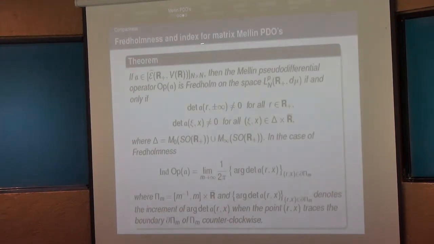Now about Fredholmness and the index of matrix Mellin pseudo-differential operators. Let me consider matrix symbols in such a class with E tilde. Then the Mellin pseudo-differential operator is Fredholm on such a space if and only if this symbol does not vanish on the boundary of such a rectangle. So this function, with respect to the dual variables, has limits at plus and minus infinity. This is with respect to the spatial variable, and the spatial variable runs through this positive half line. The determinant of this symbol is not 0 for all such values.